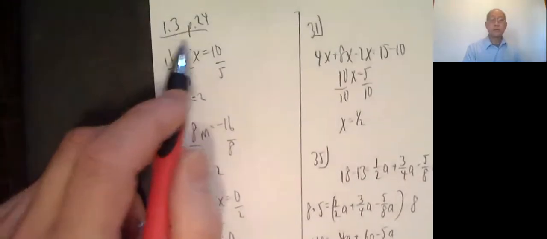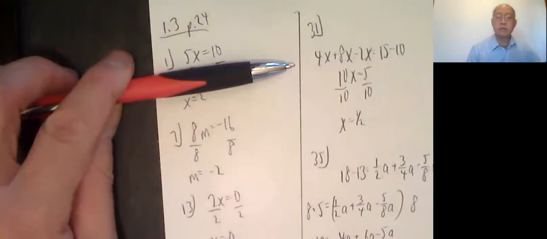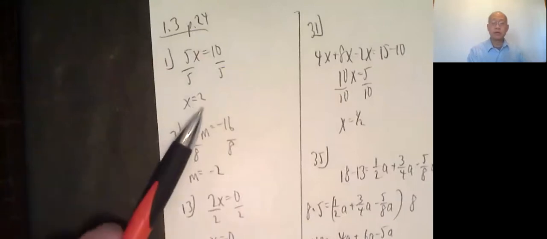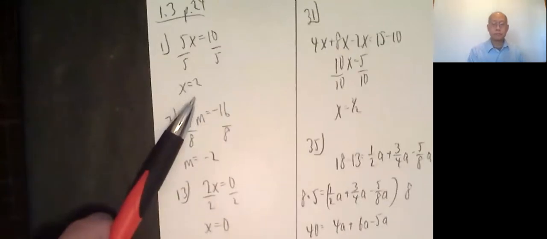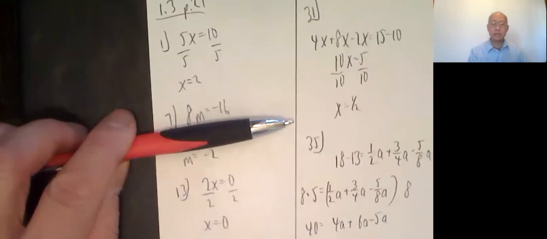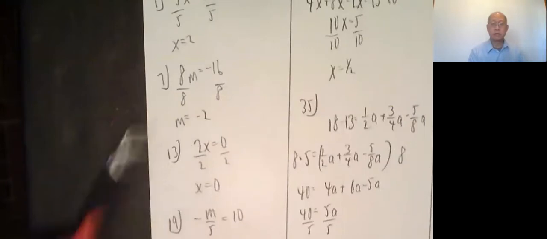So 1.3, page 24. Number 1, 5x equals 10. To get rid of the 5, you divide by 5. This is a multiplication, so divide by 5, x is equal to 2. Number 7, 8m equals negative 16. So divide both sides by 8. 8 divided by 8 is 1, so you have 1m. 1m is just m. m equals negative 2.